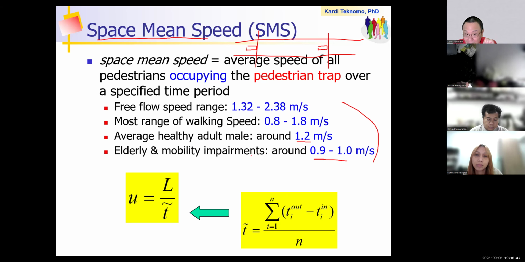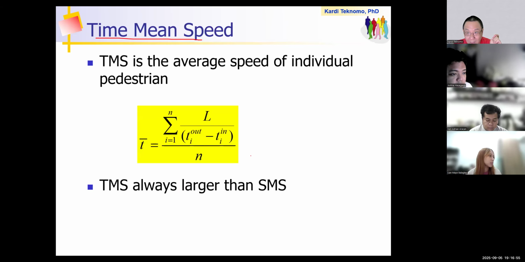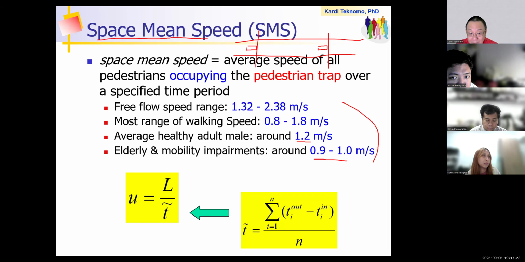But there is another type of average speed, which is called time mean speed. What is this? This is the average speed of individual pedestrians or vehicles. How do you get this? This is obtained from the speed gun. The police usually have a speed gun, or maybe in the lab you have a speed gun. When you use the speed gun, you don't get the space mean speed.